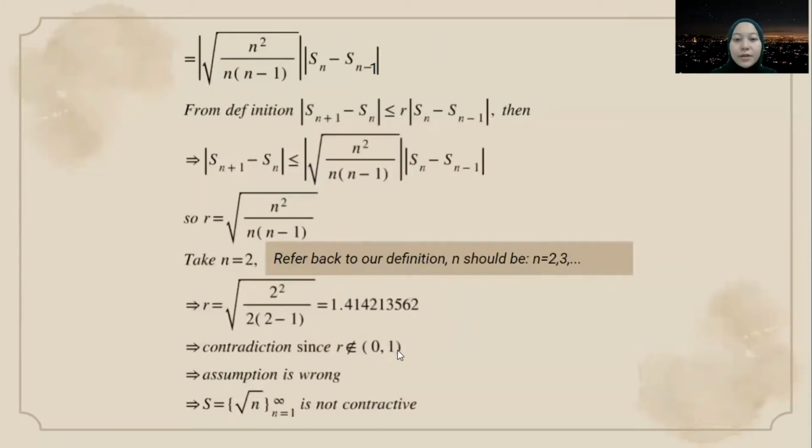in the element open bracket 0, 1. Hence, we can see that the sequence S equals to root n is not contractive. Thank you.